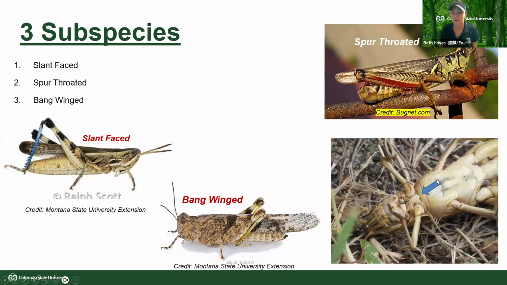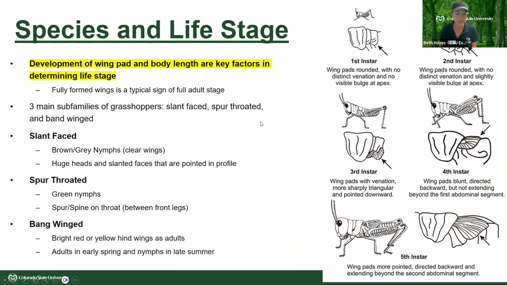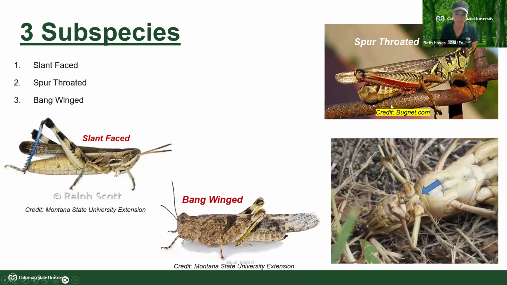For spur-throated, the biggest thing is when you flip them over, that little notch right here where the arrow is pointing, that's the spur they're talking about on their throat. So that is the spur-throated one. And if we go back a slide, they start out as green nymphs. Now they can be a variety of green, but as long as it's green and it has that spur on it, it's a spur-throated grasshopper. So, that's a big one.